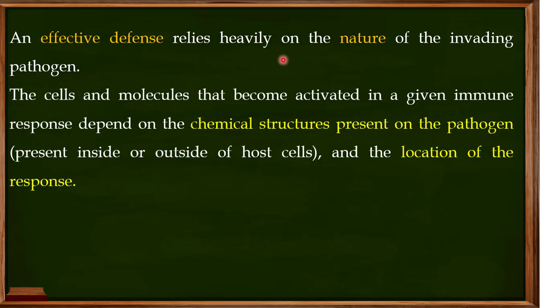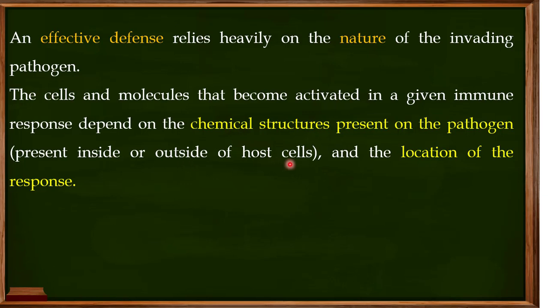Now, the cells and the molecules of an immune system that are activated in a given immune response depend on two things. One, the chemical structures that are present on the pathogen, and two, the location of the response. In my next video, I'll be telling you that these chemical structures can be present inside or outside of the host cell.